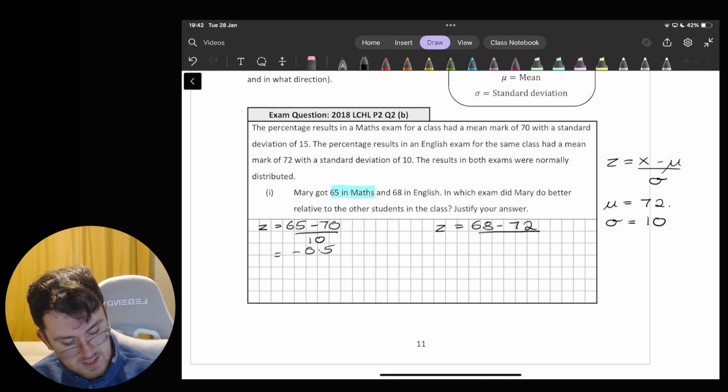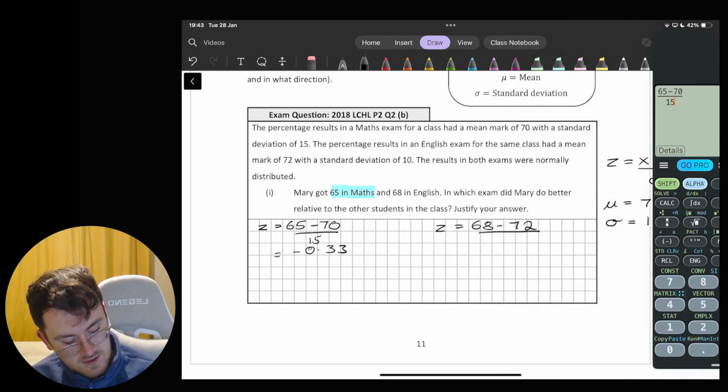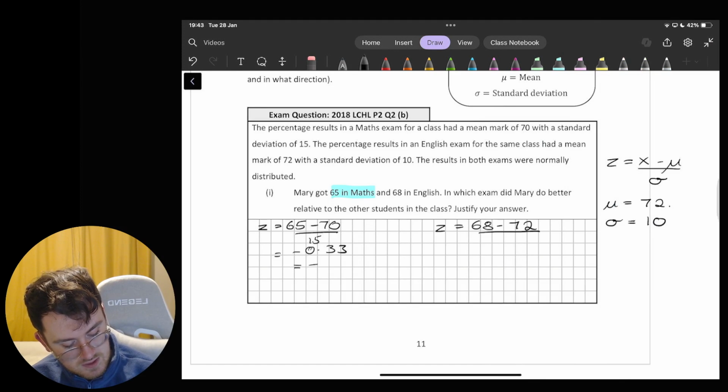The percentage results in English had a mean of 72. And the standard deviation, oh, excuse me, we're making a mess of this one. So standard deviation here is 15 as well. Right, let's see. Third time's the charm. Minus 70 over 15. This is what I get for not highlighting. Minus 0.33. Okay, or minus a third. So minus a third here.